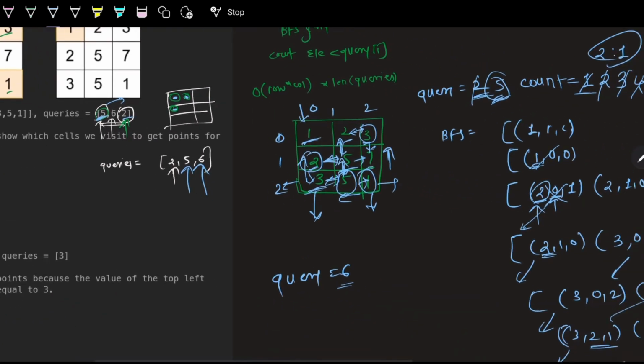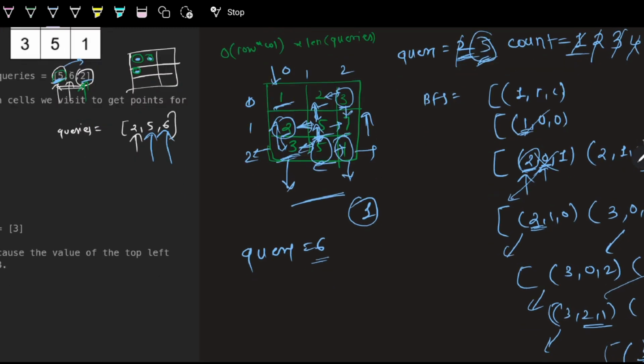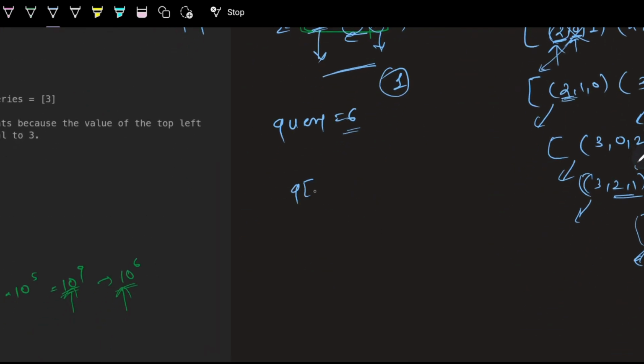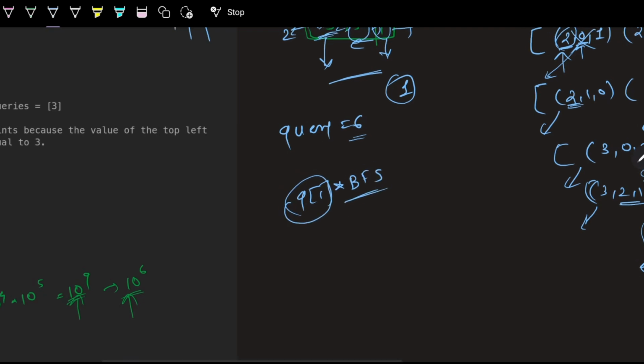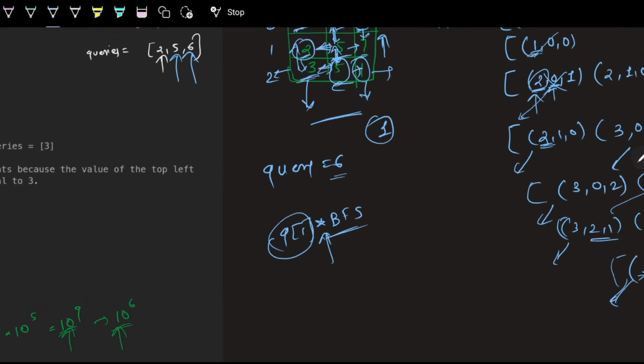So if you see, I have done the BFS traversal only one time. I haven't done a separate BFS traversal for each query of I. Do I have to do BFS for each query? No, that is not the case. I am doing BFS only one time now. I am neglecting the cells we have already visited for smaller queries of I. So that is the catch over here.